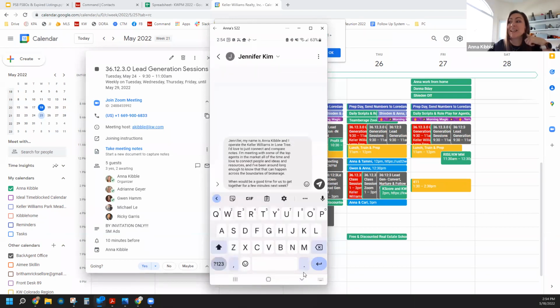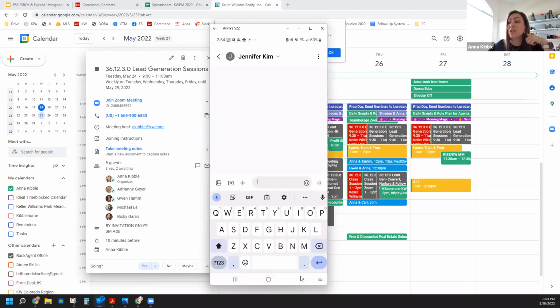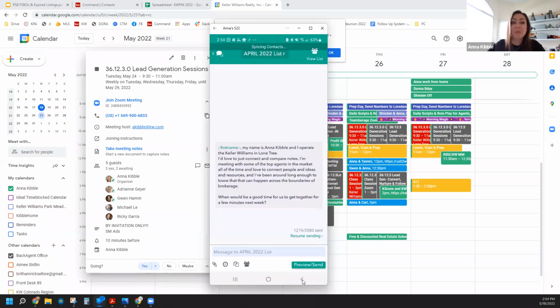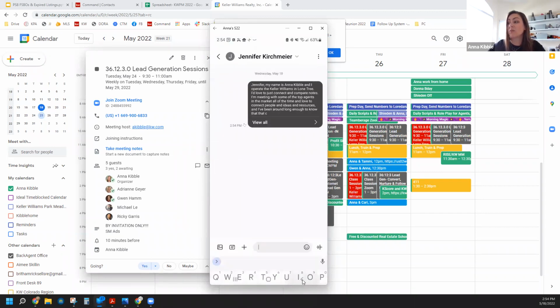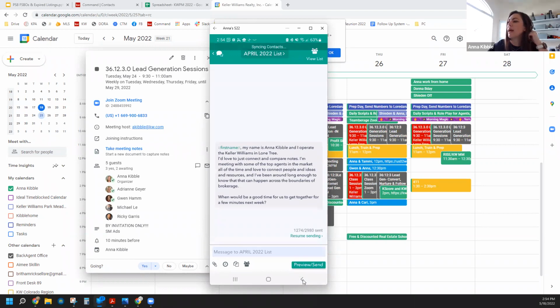Each one of these is an individually sent message from me directly, that when they respond, it goes to my messaging app. There's no separate place for me to go. Everything's right in here. And I'm so surprised I haven't run into somebody I've actually sent a message to yet, but I'm going to keep going.